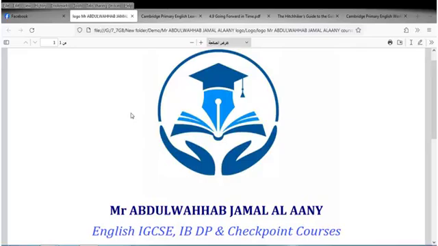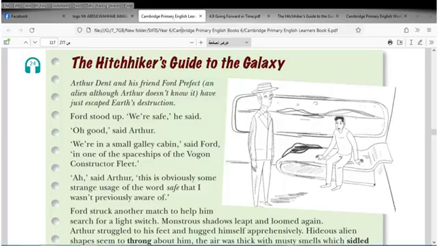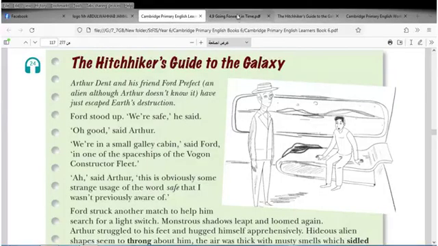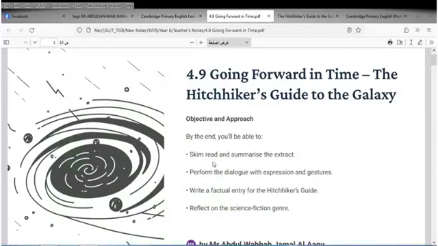Today we are going to deal with English as first language, Cambridge Primary, and the topic is Unit 4, Lesson 9, Going Forward in Time. We are going to deal with the Hitchhiker's Guide to the Galaxy text. In today's session, we are going to skim read and summarize the extract, perform the dialogue with expression and gestures, write a factual entry for the Hitchhiker's Guide, and in the end reflect on the science fiction genre.